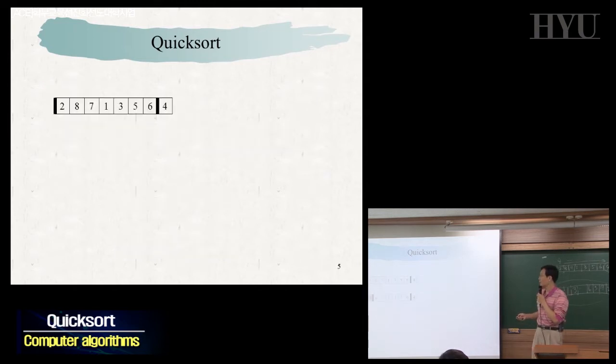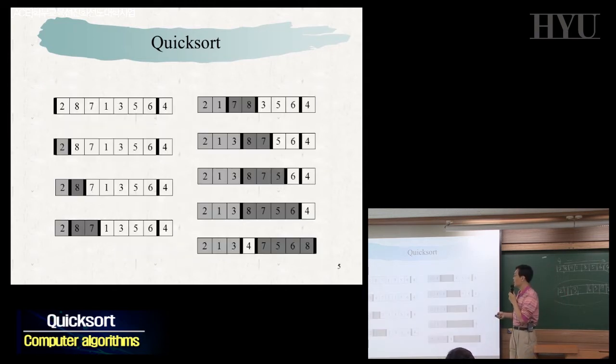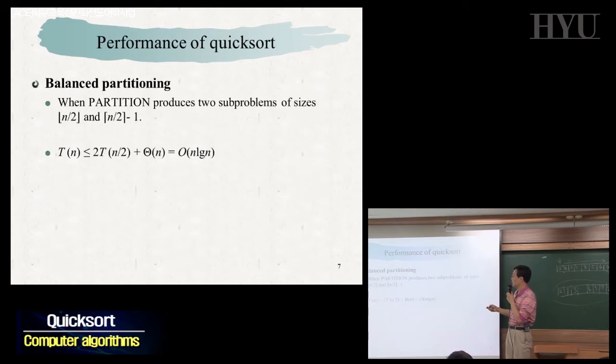Then its running time is very similar to the running time of merge sort. Okay? So it is big O of n log n.